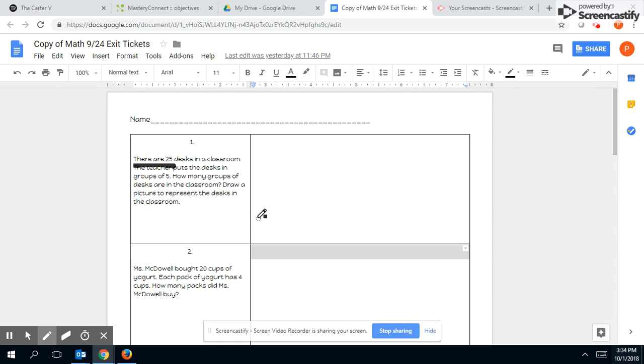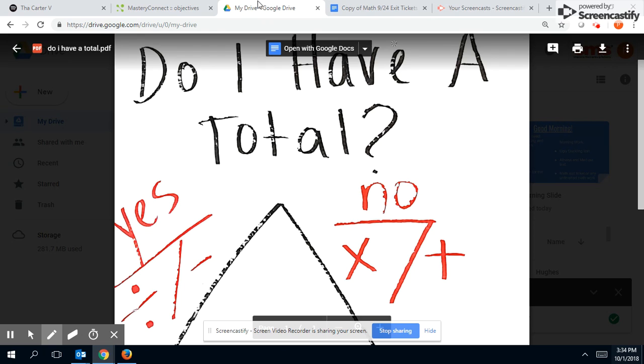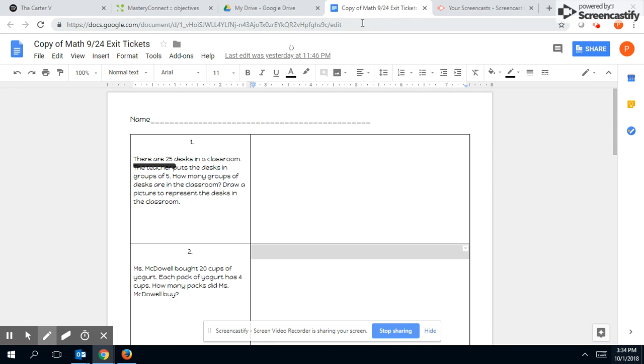So going back to the problem-solving triangle, I know I have a total, so I know I can either divide or subtract. As a mathematician, would it make sense for me to say 25 minus 5? I know that 25 minus 5 equals 20. Am I going to put 20 desks in groups of 5, or am I going to have 25 times? That doesn't make sense to me.